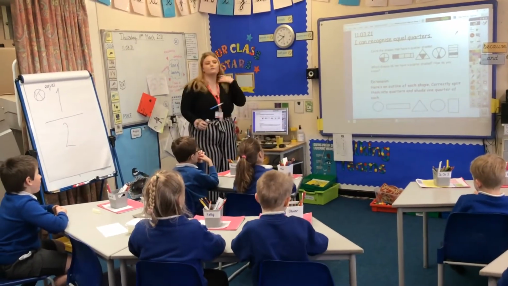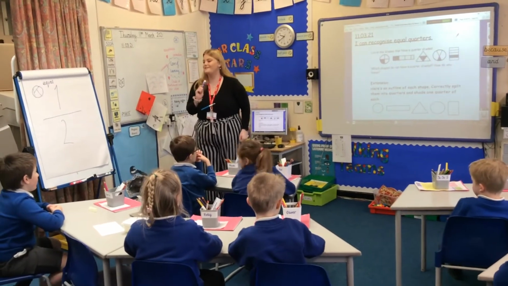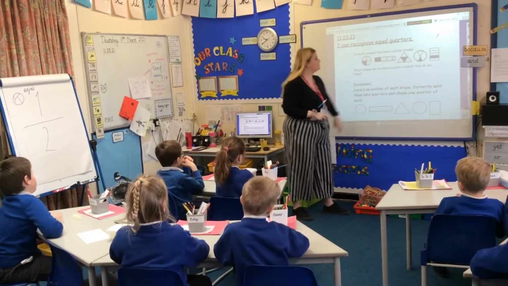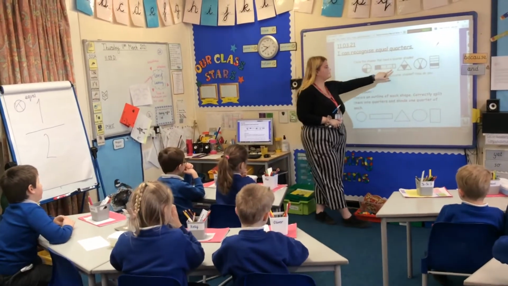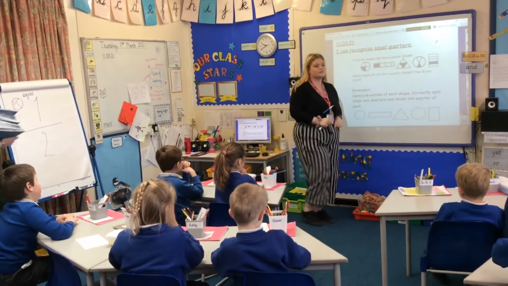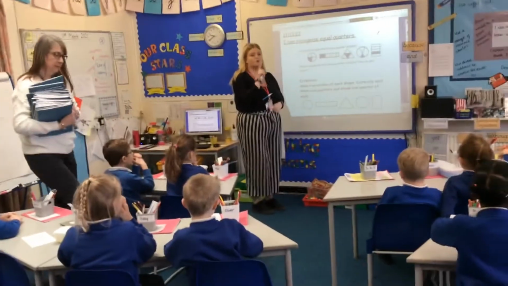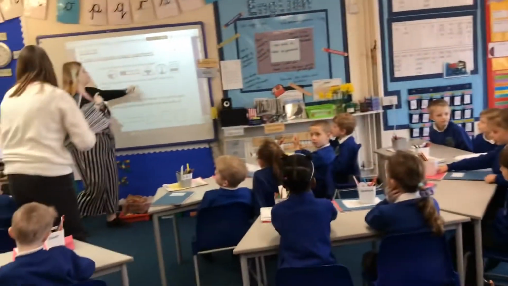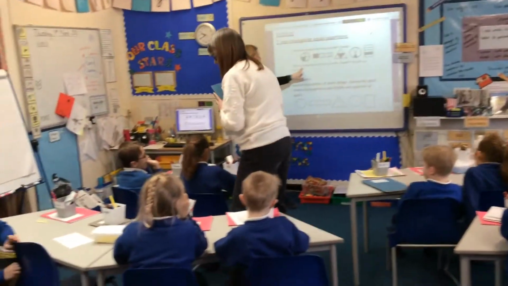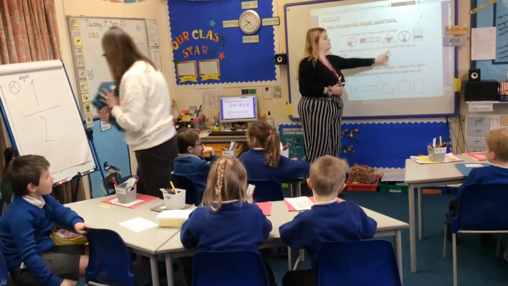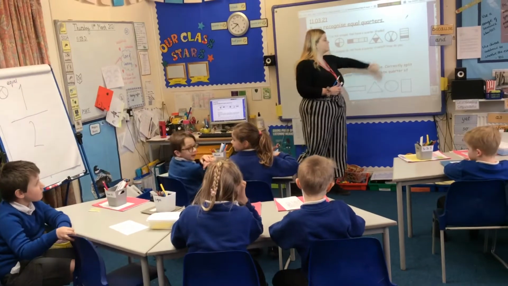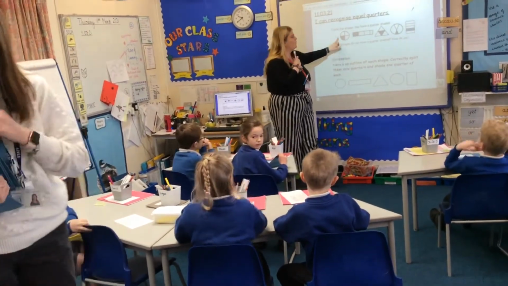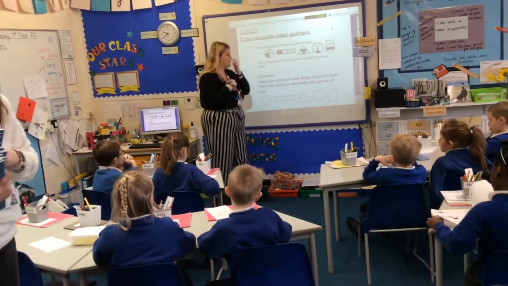So, in your maths book, which Miss Martin's going to kindly hand out for me, you've got this question. What you need to do is circle the shapes that have a quarter shaded, so the shapes that have 1 quarter shaded in. Then once you've done that, you need to answer the rest of the question. It says, which shapes do not have a quarter shaded and how do you know? I want a sentence of how you know which shapes aren't shaded into a quarter.